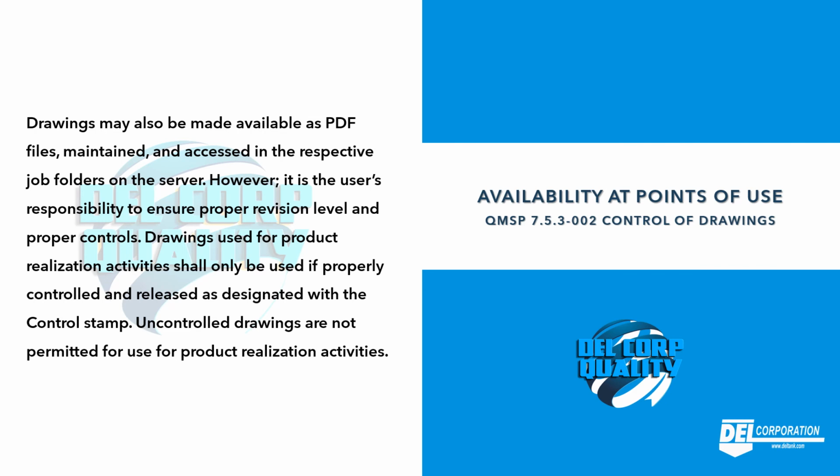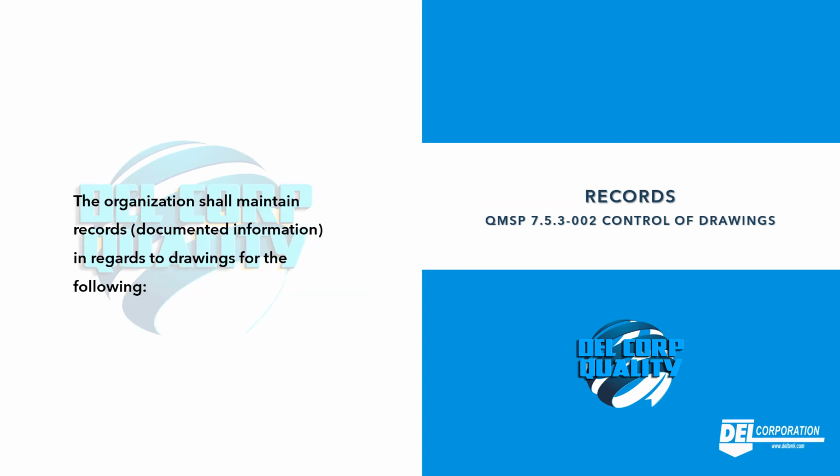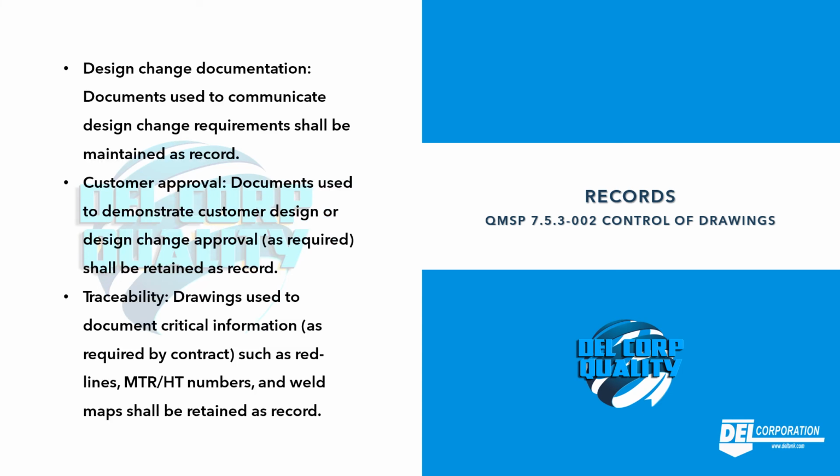Drawings used for product realization activities shall only be used if properly controlled and released as designated with the control stamp. Uncontrolled drawings are not permitted for use for product realization activities. The organization shall maintain records, documented information, in regards to drawings for the following. Design change documentation. Documents used to communicate design change requirements shall be maintained as record. Customer approval. Documents used to demonstrate customer design or design change approval, as required, shall be retained as record. And traceability. Drawings used to document critical information, as required by contract, such as red lines, MTR or HT numbers, and weld maps shall be retained as record.